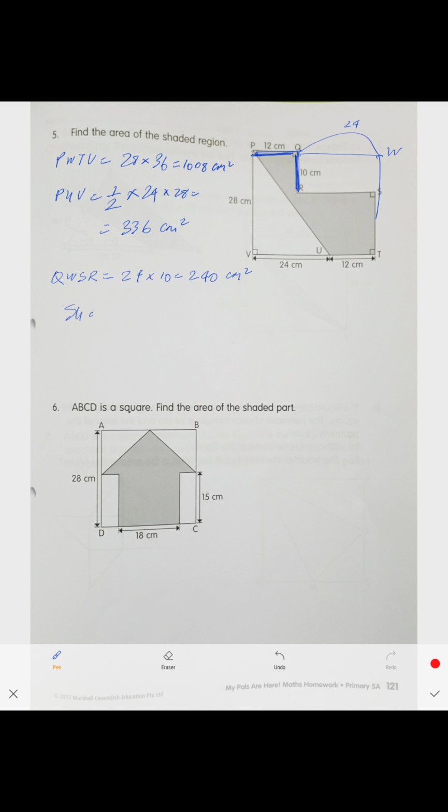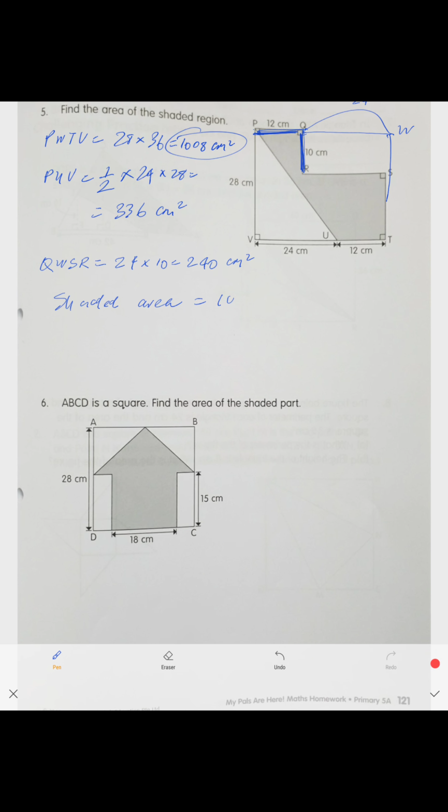Shaded area is our total big rectangle minus our big triangle minus our small rectangle, right? If you calculate that, 432 square centimeters.